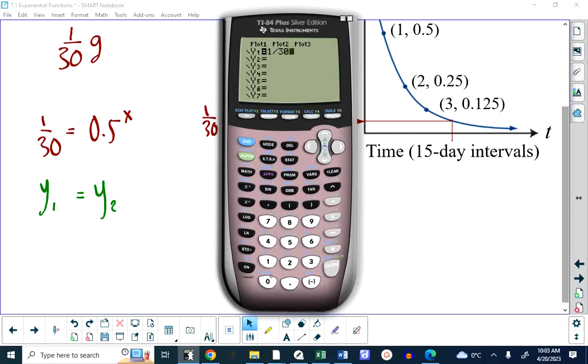1 divided by 30 and 0.5 raised to the x. I'm going to set up my window settings manually to kind of mimic what we're looking at in our example. I'm going to go from 0 to 6. We've kind of established that it's going to be around 4, so 0 to 6 I think is fair. And for y, we'll go 0 to 1. We don't even need to go all the way up to 1, because we just want to see the part of the graph that's going to reach 1/30th. But I want to do that so that I can show you that what we're looking at matches what we're talking about.